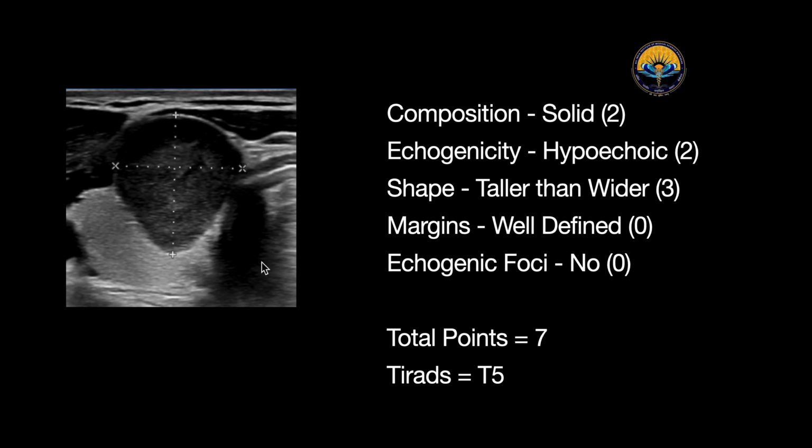Coming to this one, practice for yourself and see. We can see this is a solid lesion, hypoechoic. So solid, 2 points. Hypoechoic means again 2 points. Shape is now important, it's taller than wide, so we'll give it 3 points. Margins are well defined, so 0 points. There are no echogenic foci, so again 0 points. So the total we give is 7. If it's 7 or more points, we give it a TI-RADS 5 lesion.